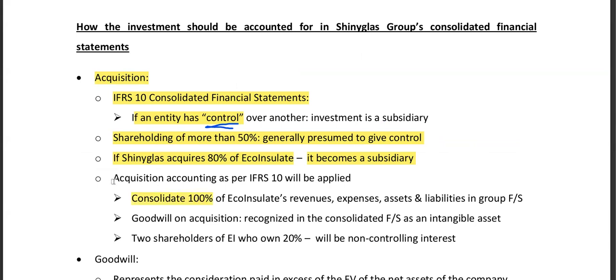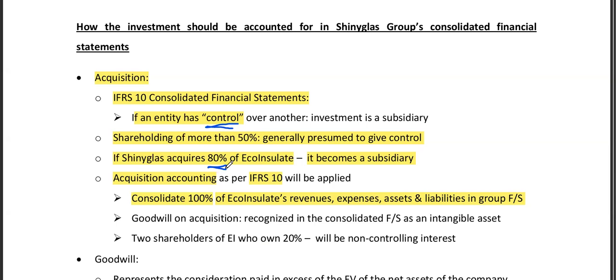As per acquisition accounting prescribed in IFRS 10, we will need to consolidate 100% of the subsidiary's revenues, expenses, assets, and liabilities in the group financial statements. A mistake that students make is they assume we are acquiring 80% and therefore we have to consolidate only 80%. That is not correct. We will consolidate 100% of the revenue, expenses, assets, and liabilities.